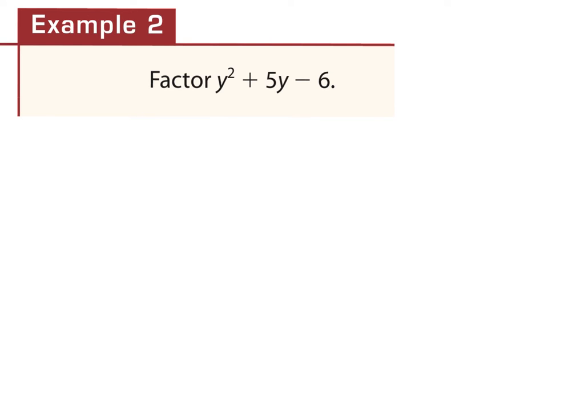So I'm still going to look at my factors of y squared. That's very simple. My only options are y and y. That's it, right? But now, to get a negative 6, one of them has to be positive and one of them has to be negative.